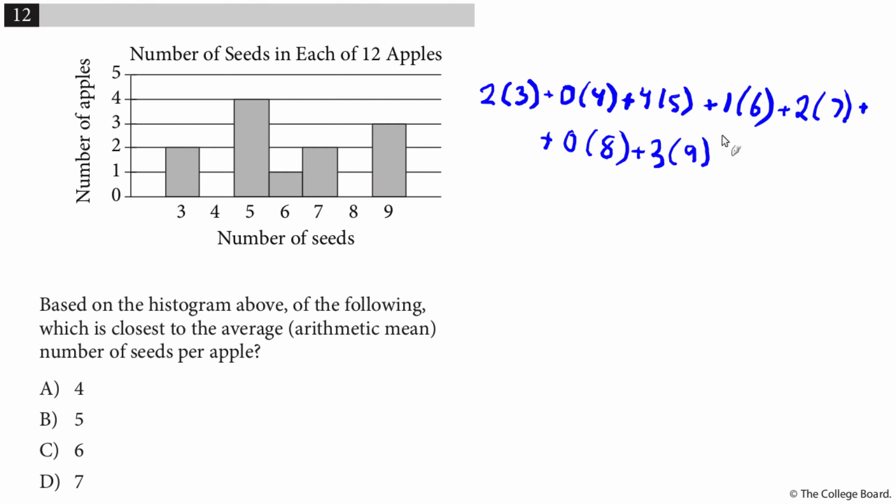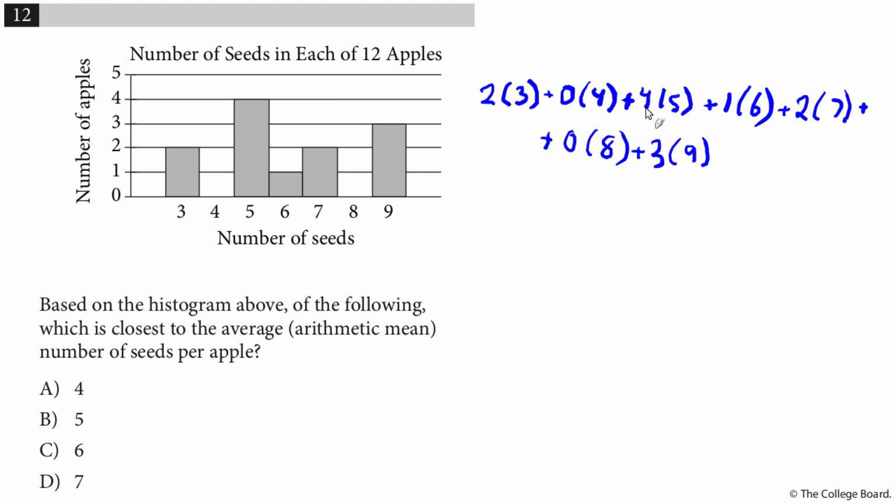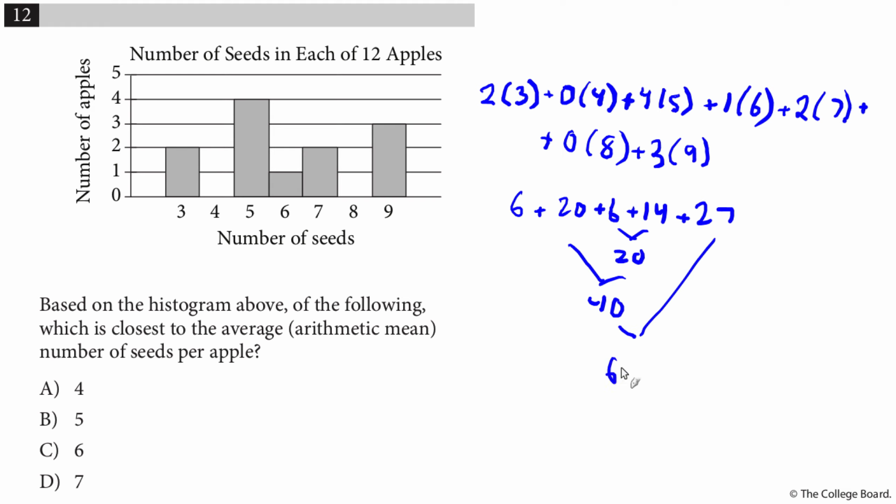I could do this in a calculator, I could do this by hand. I'm going to work it out by hand because it's not going to be super easy with this calculator, but with a graphing calculator it wouldn't be too bad. So 2 times 3 is 6, 0 times 4 is 0, 4 times 5 is 20, 1 times 6 is 6, 2 times 7 is 14, 0 times 8 is 0, 3 times 9 is 27, add these together, get 20, add that on, get 40, and then I have, let's see, 67, plus 6 more gives me 73.